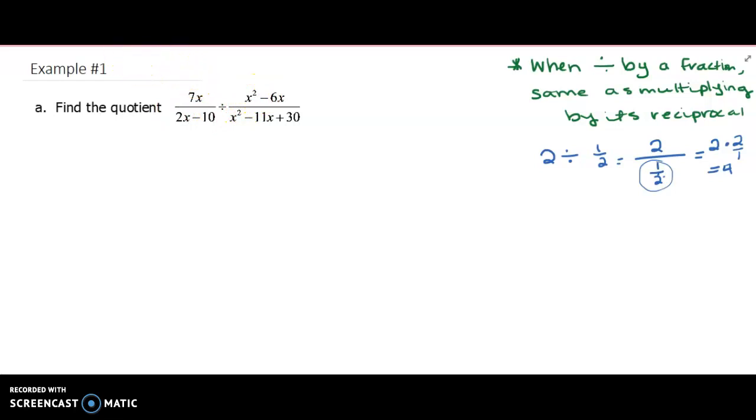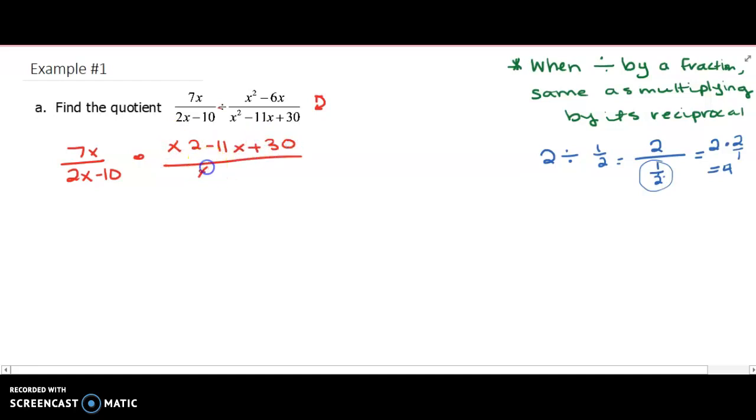So if we look at example 1a, notice we are dividing by a fraction. So when we divide by a fraction, that's the same thing as multiplying by a reciprocal. So this is the same thing as multiplying by the reciprocal. So we would flip the numerator and the denominator here. So x squared minus 11x plus 30 over x squared minus 6x.